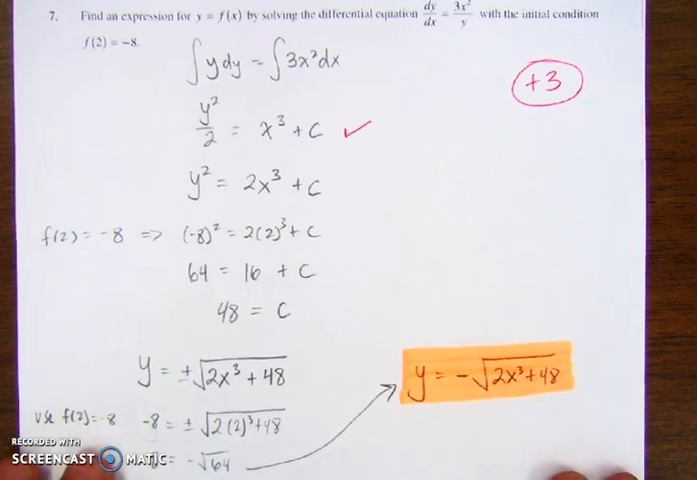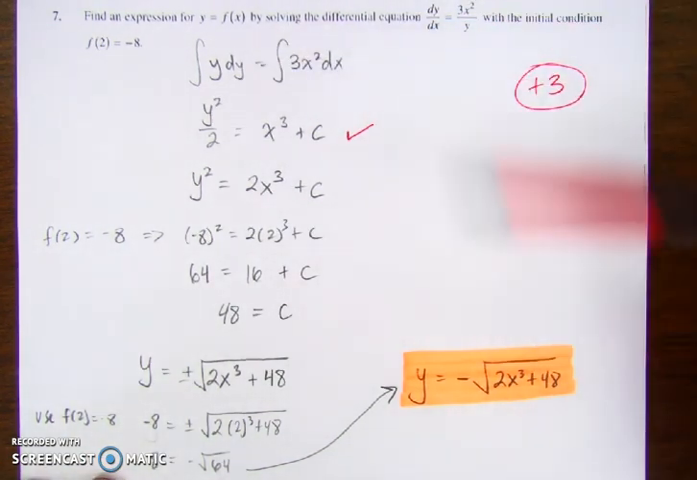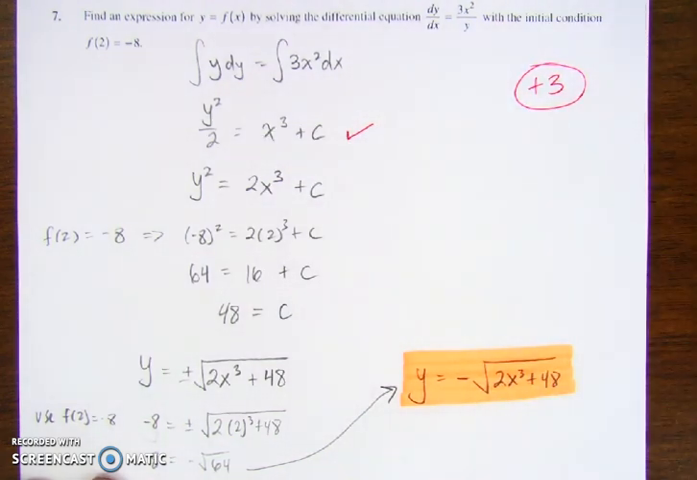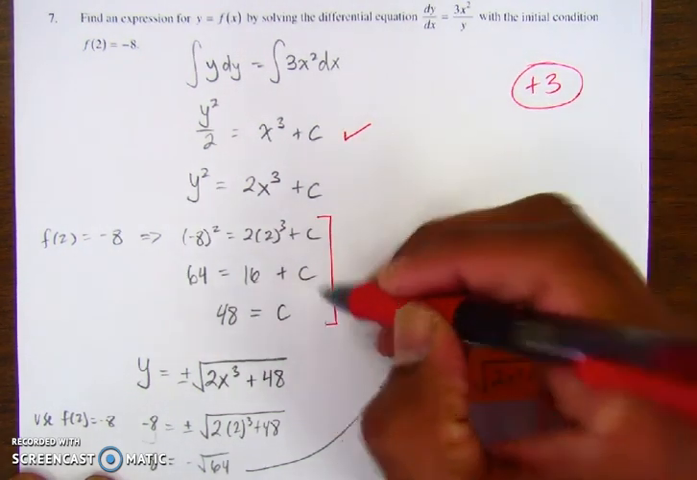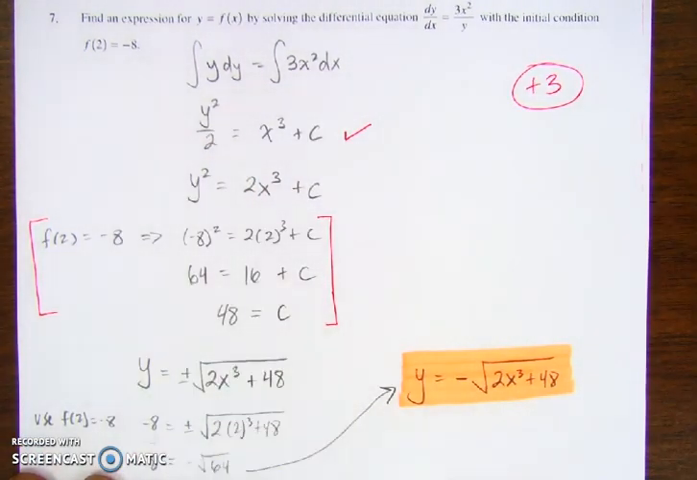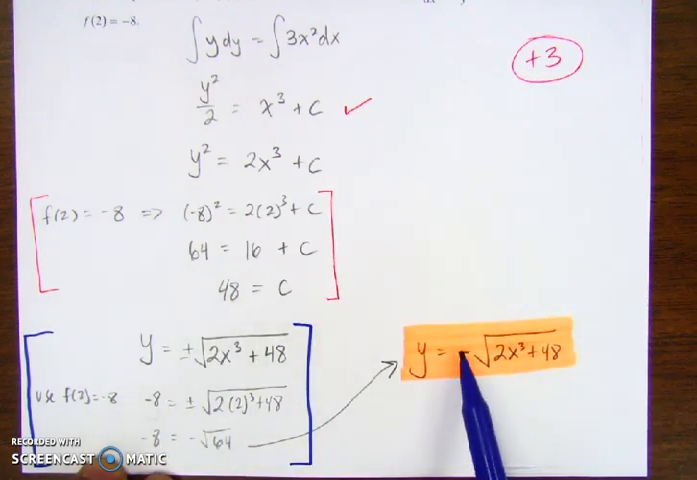Alright, problem number 7, I was looking that you correctly separate the variables and integrate correctly. If you didn't get this part, you probably didn't get any points. Now, there are many ways you could have solved for C, or many different values you might have gotten for C. I got C equals 48. And down here is how I got the negative outside of the radical.